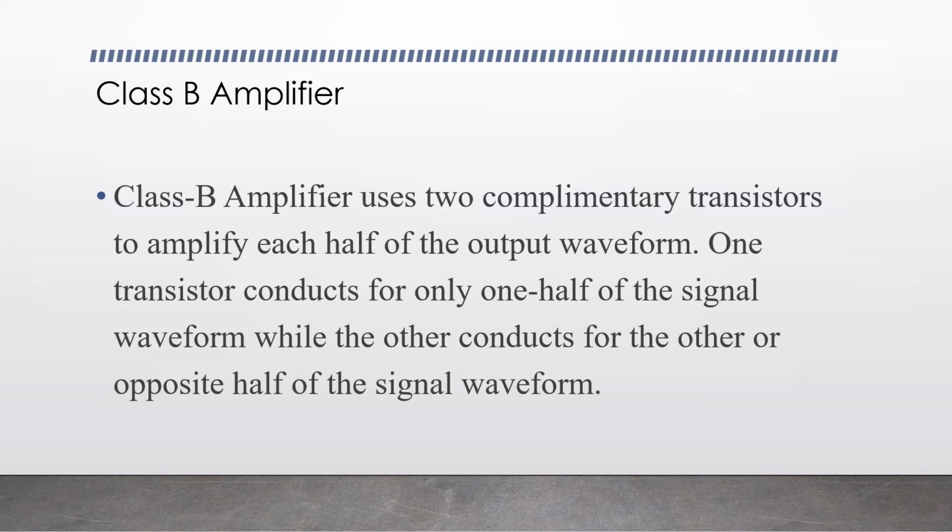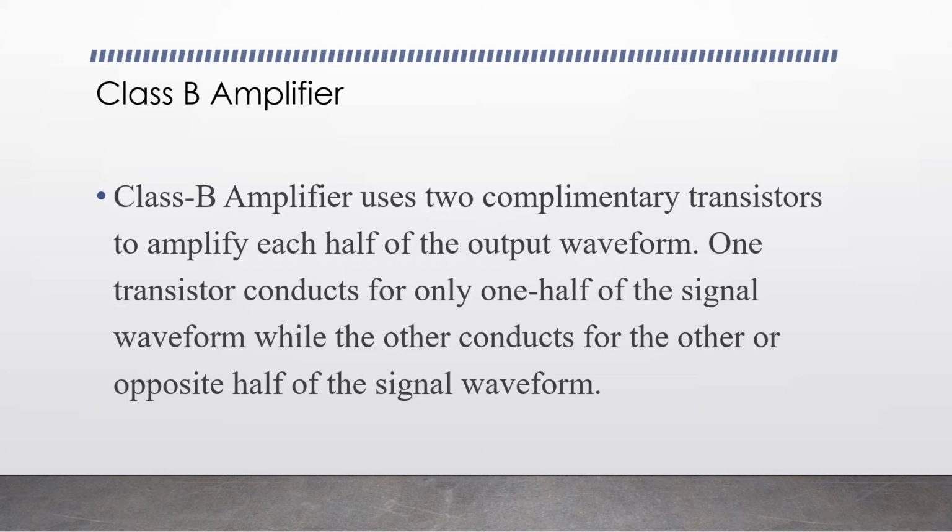The transistor only conducts when the input signal is greater than the base emitter voltage. And for a silicon transistor, this is about 0.7 volt. Therefore, with zero input signal, there is zero output. So this is the small introduction of Class B amplifier.